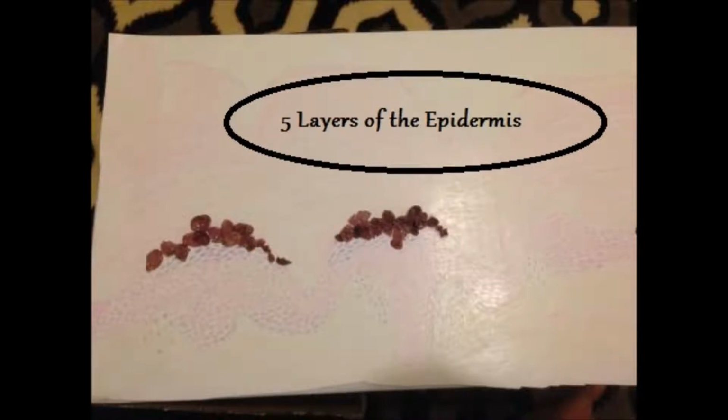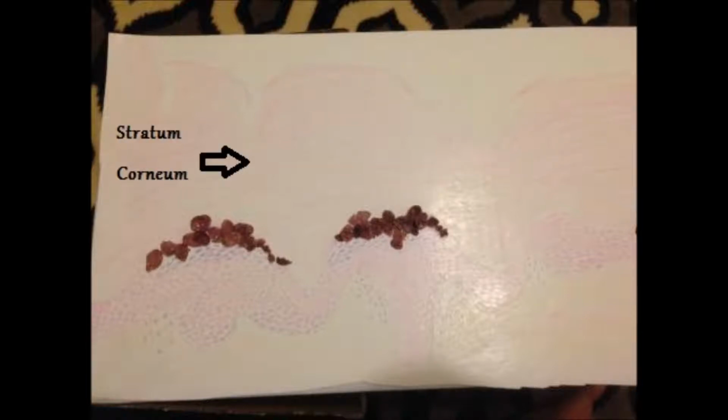The epidermis has 5 layers of specialized skin. We will start with the apex of the skin, the very top layer, which is the stratum corneum. Here we find 15 to 30 layers of keratinized cells. Keratinization is a layer of dead protective cells filled with keratin.